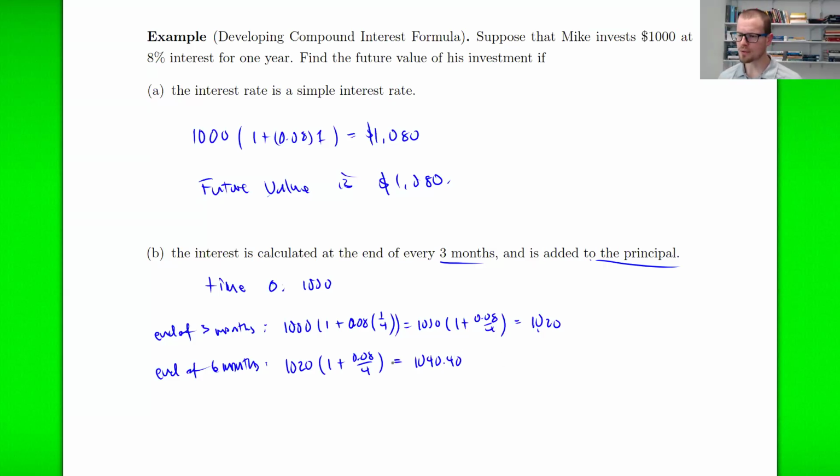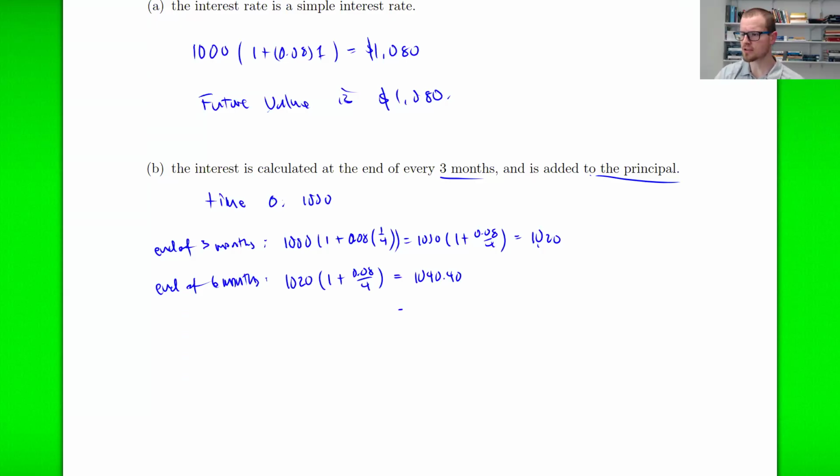What I'd like to point out, though, is that this can be observed as follows. The $1,020 can be computed as the $1,000 times 1 plus 0.08 divided by 4, right? That's what the 1,020 was. And we're still multiplying by this. So we still have 1 plus 0.08 divided by 4. So we can recognize that this is actually 1,000 times 1 plus 0.08 divided by 4 raised to the 2nd power. So that's pretty interesting.